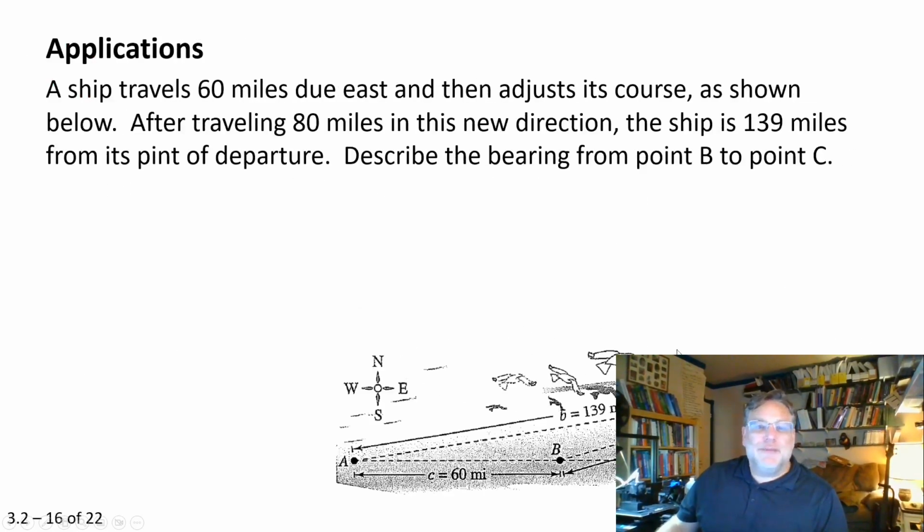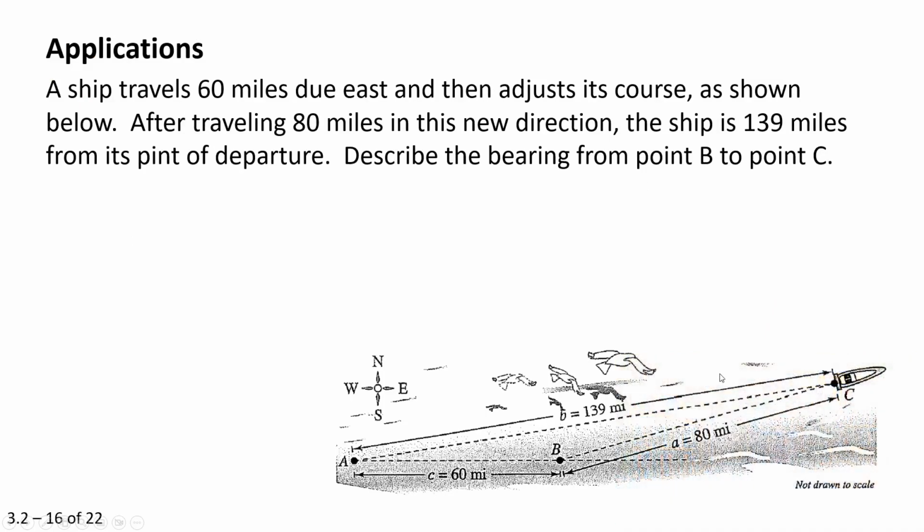Okay, here's another application. A ship travels 60 miles due east and then adjusts its course as shown below. After traveling 80 miles in this new direction, the ship is 139 miles from its point of departure. Describe the bearing from point B to point C.